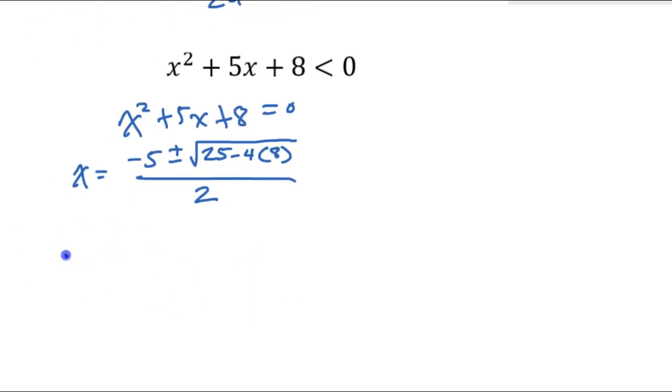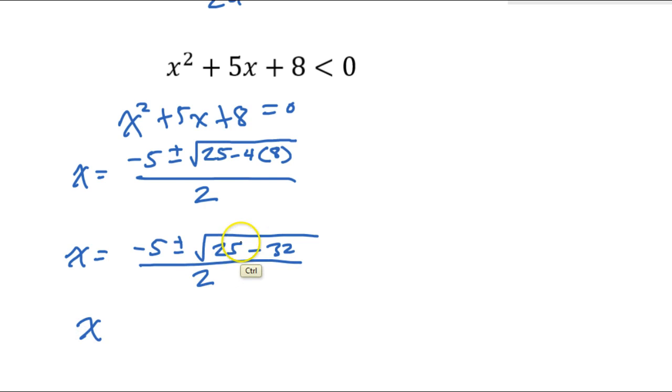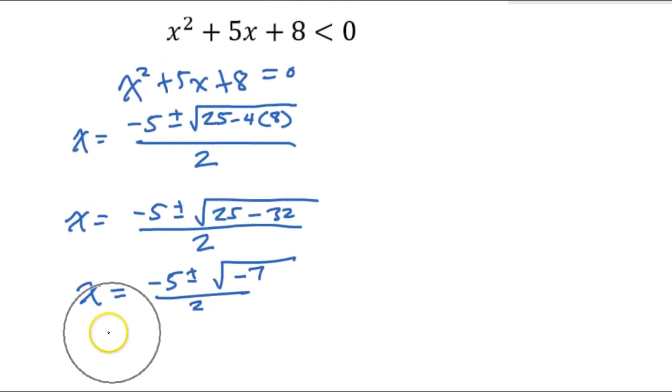2. So that's going to give me x is equal to negative 5 plus or minus the square root of, interesting, 25 minus 32. Why did I say interesting just then? Yeah, I'm about to get a negative number, yeah? All right. Negative what? Okay. So this has no solution.